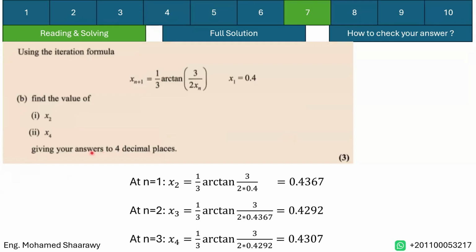Alright. Here in part B, it says find x2 and x4 if you know that x1 is equal to 0.4. Okay, at n equals 1, I just replaced n with its value, which is n equals 1. So x of 1 plus 1 is x of 2, equal to 1 over 3 arctan of 3 over 2 times 0.4, which is x of 1, which is given here. The answer was 0.4367 because it asked me to get it in 4 decimal places. Repeating this here and there, I can find x2, x3, and x4 all together.